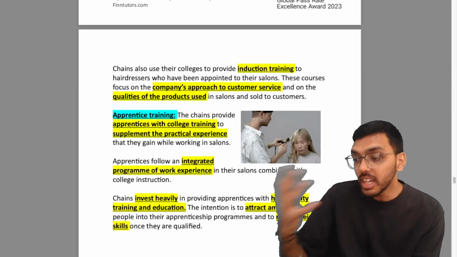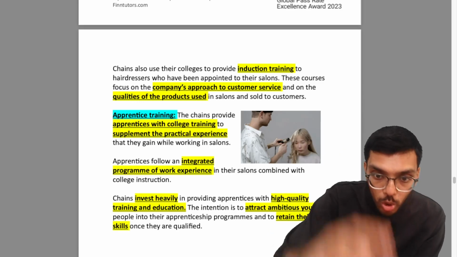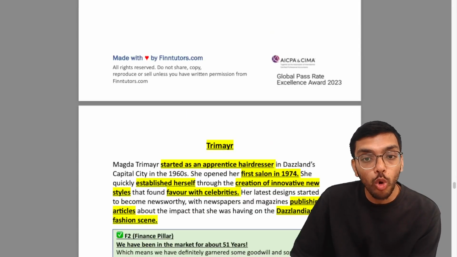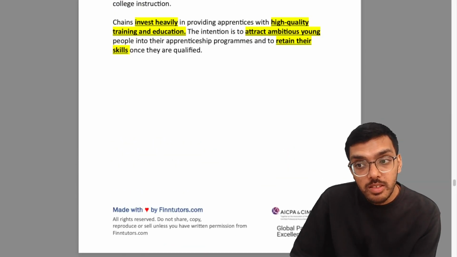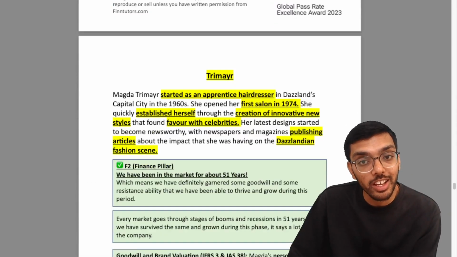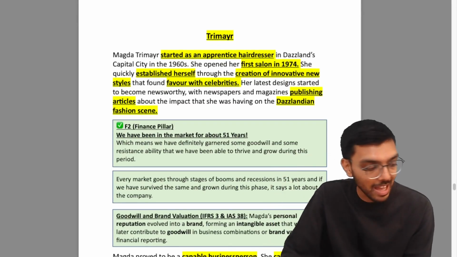So you are acquiring good, solid people, training them, including them within the Trimayr ecosystem, which is obviously to the overall benefit of the business. So this was a completely different business model area that we explored, which is the training aspect.